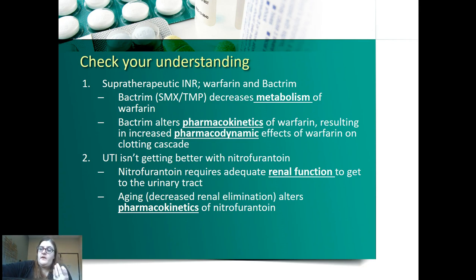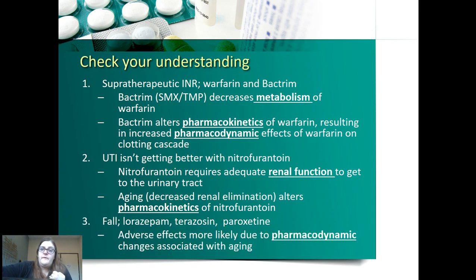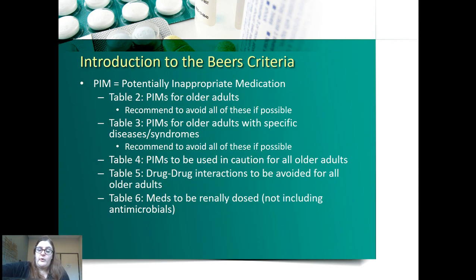So that older adult, their renal function isn't good enough to get it to the site, and so there's not going to be an effective way for the nitrofurantoin to get to the bacteria. Also, nitrofurantoin has a lot of nasty side effects if it accumulates, so that is one that we have to be careful with. And then somebody who's had a fall, all of these adverse effects are more likely due to pharmacodynamic changes associated with aging. So there's all these different receptor issues here. So we've all probably heard of the Beers criteria, but let's remind you what's in it.